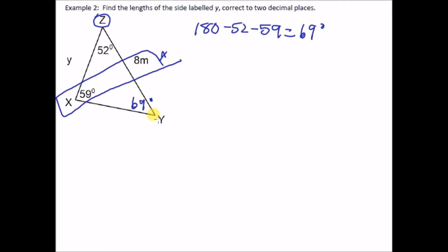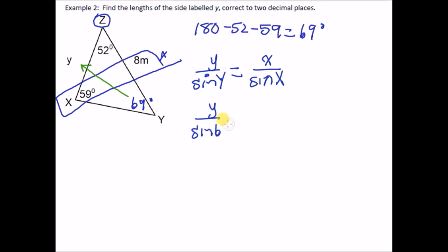Okay? And now that we have angle y, we can solve for the opposite side, which is side y. Because we're solving for a side, let's put y over sine y. We'll put the side on the top, and then we'll do x over sine capital X. Now let's sub in. So y over sine 69 equals 8 over sine 59.